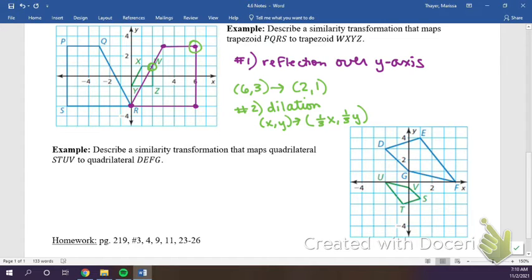Okay. For the next one, it seems to do some sort of rotation. It's kind of moving around. I'm going to see if it's rotating 180 degrees. So I'm going to take my originals, and I'm going to rotate it 180 degrees. If I were to do that, and I were to put it upside down, and this would be counterclockwise.